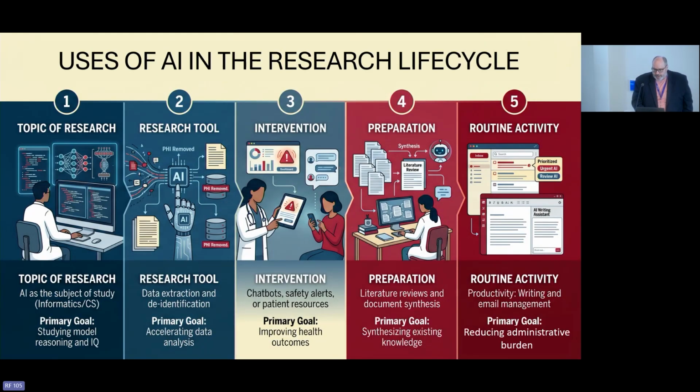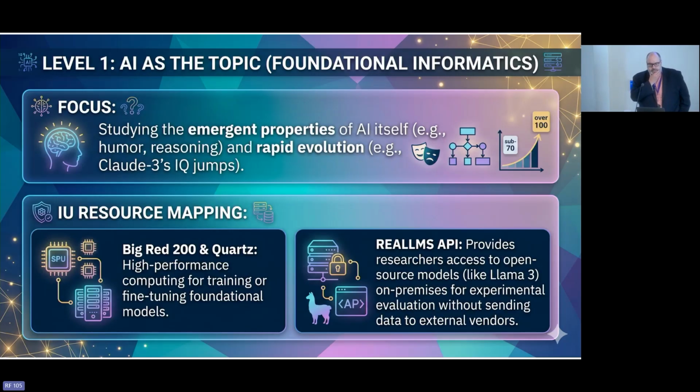So with that, I want to go through a little bit more detail, but again, level one, studying the emergent properties of AI, looking at the methodologies that we can improve. And at IU, we have Big Red and Quartz, which are high performance computing resources available to IU personnel. And that can be used to fine tune models. It can be used to test larger models.